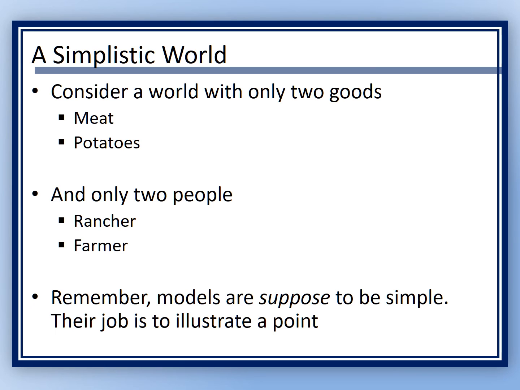Before you say the model is completely unrealistic, how the world contains more than two people and two goods, now, models are supposed to be simple. Models should only contain enough details to make people understand what you mean. Other things are just unnecessary details. So, for our purpose, two people, two products would be sufficient for us to explain what's happening here.